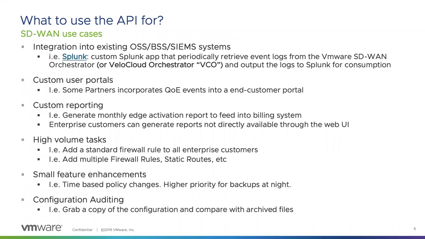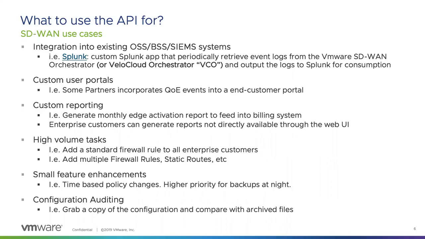So if a partner is already offering a custom portal for their customers, they're used to that format and how things look and feel, they can actually use the API, get the information from the API and feed into that same portal, right? They don't need to use our portal because you basically can get everything from it. Another typical use case would be custom reporting, right? If you need something, I don't know, how many edges were activated or how much bandwidth is being utilized, you can pull that information into a reporting app that will generate that for the customer.